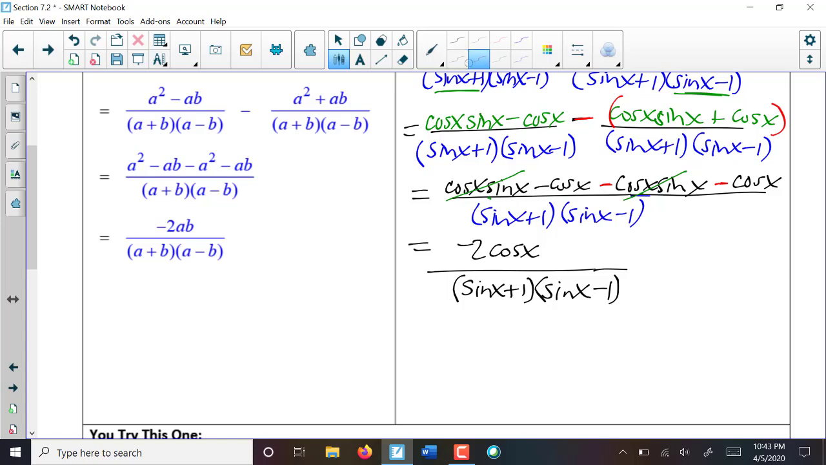Because of identities, I can keep going. I can go ahead and multiply this denominator. Yes, I want to do it now, but I didn't want to do it earlier when I was working with getting my common denominator. Okay, that's a multiplying conjugate, so that's going to result in a difference of squares. So it's going to be sine squared x minus 1.